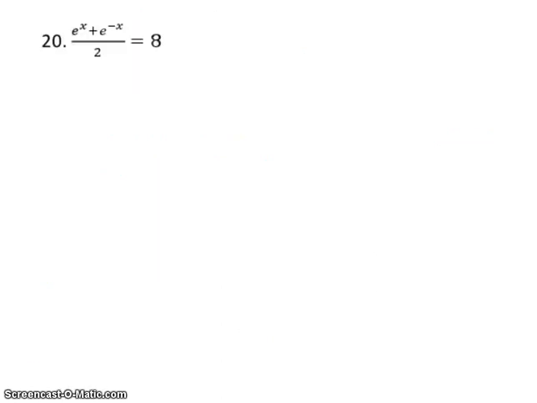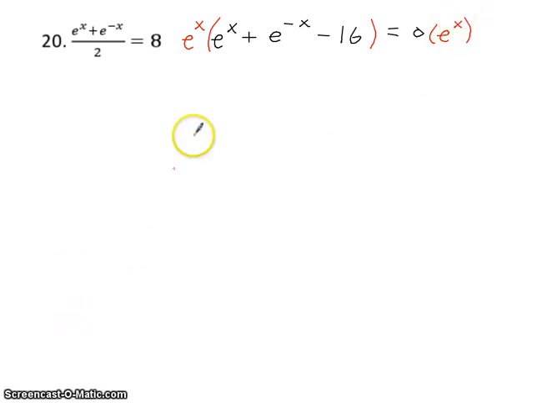All right, one of our favorite problems here. We want to start this one off by pulling all the terms to one side. So I'm going to multiply both sides by 2 and then pull the 16 to the other side. Now we want to manipulate this into the form of a quadratic, and the way we do that is by multiplying both sides by e to the x power. Let's multiply both sides by e to the x and see what we get.